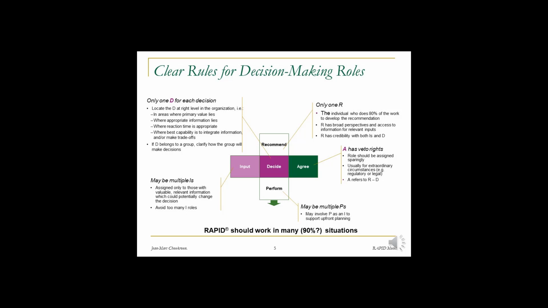Going back to the A, very often that could be the legal counsel in an organization, because that person may have some very specific constraint on what can be decided, what can be done, or it could be the CEO or the executive director, or what have you. So this model works well for more complex decisions as compared to the RACI model.